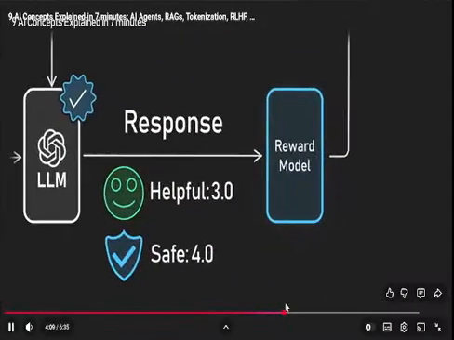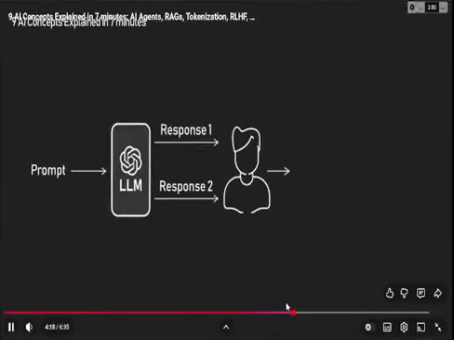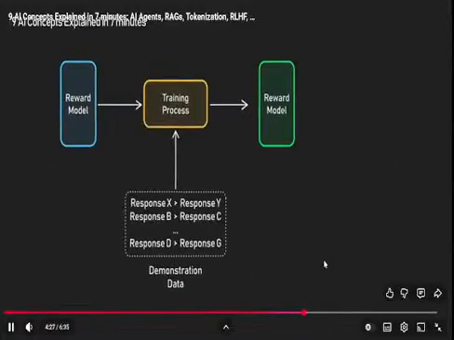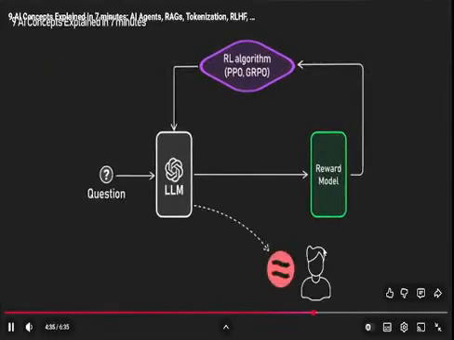RLHF aligns an LLM with human preferences, mainly because of how the reward model is trained. The reward model learns directly from human feedback, usually from pairs of model responses to the same prompt where annotators pick the one they prefer. By learning these preference patterns, the reward model becomes a proxy for what humans tend to want, and reinforcement learning uses that signal to steer the LLM toward responses that score higher on that proxy.